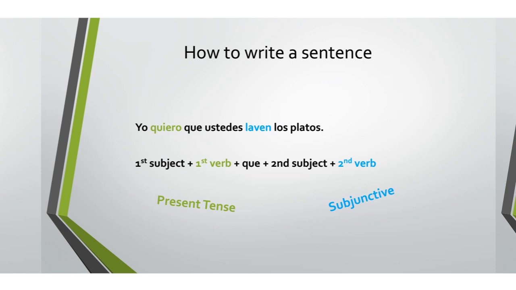The next part of the sentence there is que. Think of that just as a connecting word. It's connecting the first part of your sentence with the second part of your sentence. You're going to notice that the first part of the sentence is in the present tense, and the second part of the sentence is in the subjunctive. So then we move on after the que, and we find our second subject there. So ustedes. So you all. Ustedes is the person that I'm wanting to do some action for me.